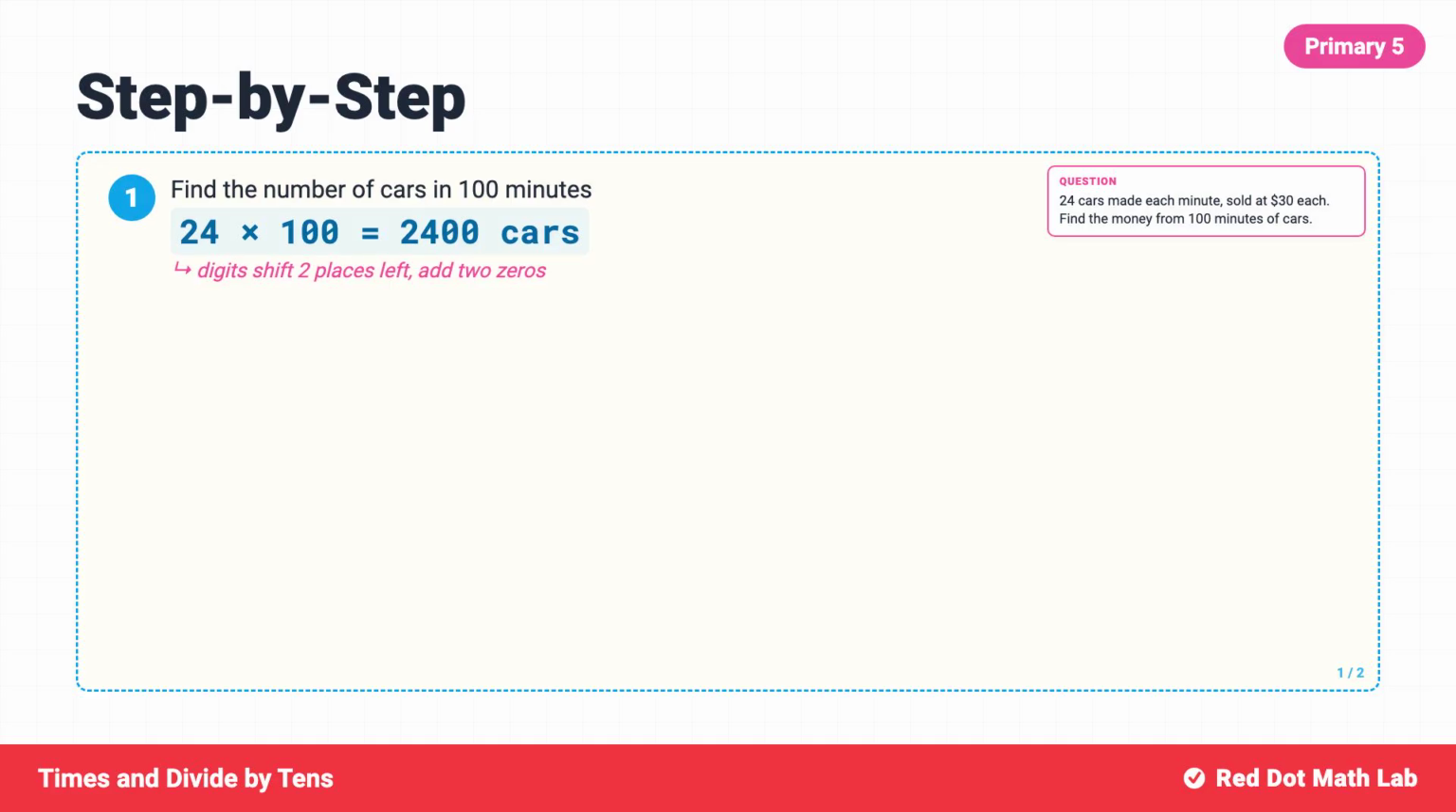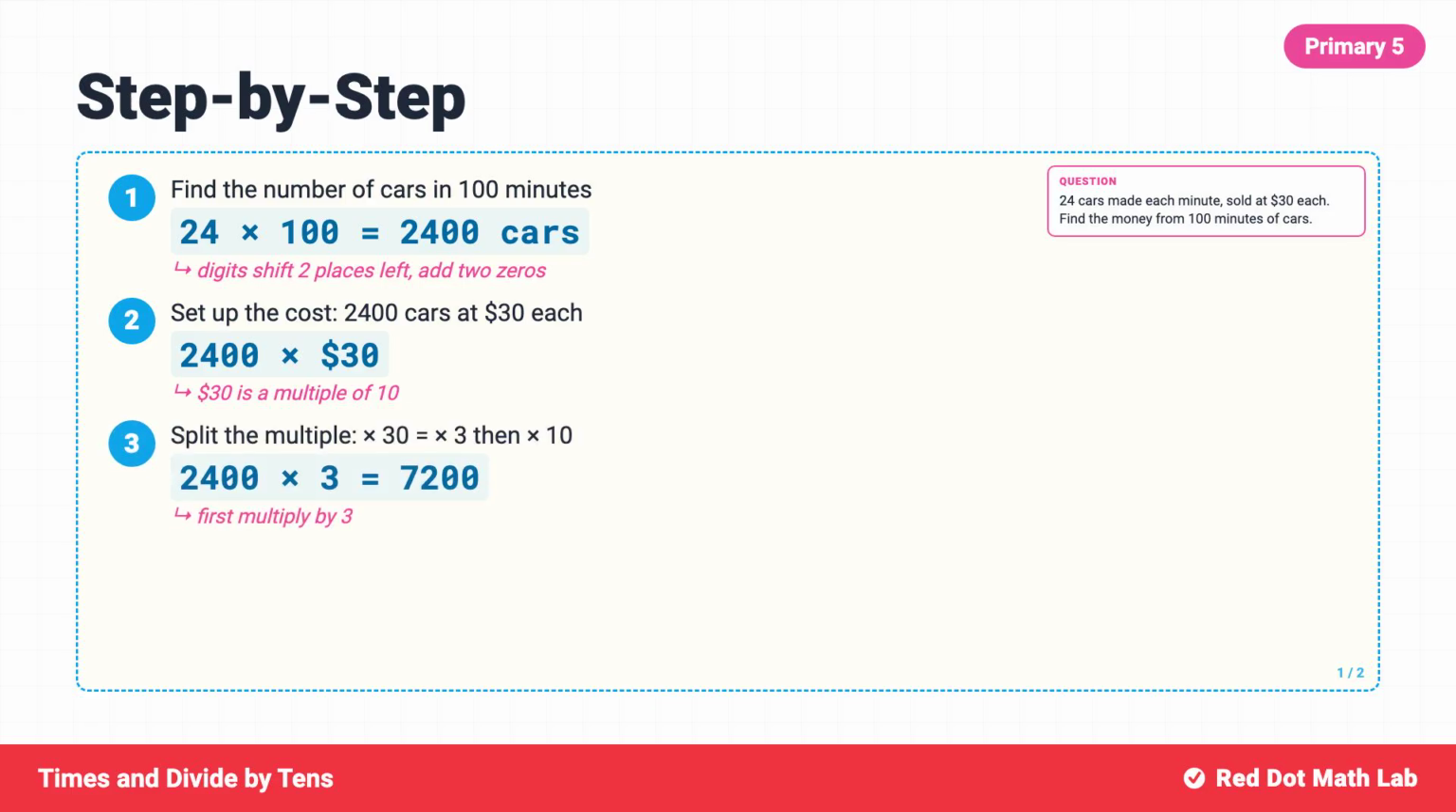First, let's find the number of cars in 100 minutes. 24 times 100. We shift the digits 2 places to the left and add 2 zeros, so 24 times 100 equals 2400 cars. Next, each car is sold for $30, so we need 2400 times $30. Notice that 30 is a multiple of 10.